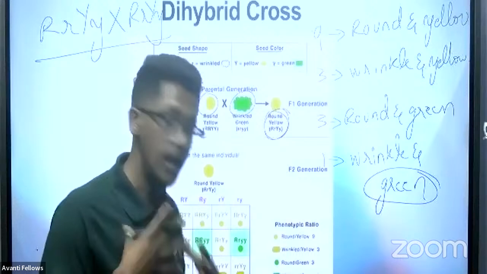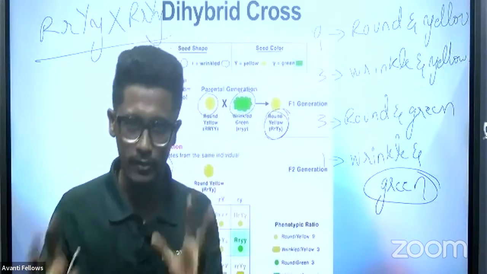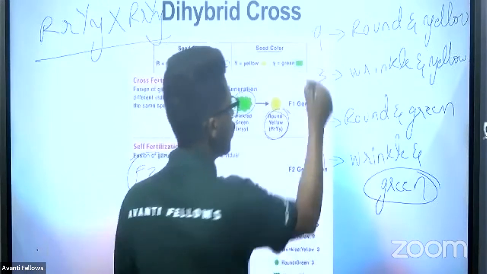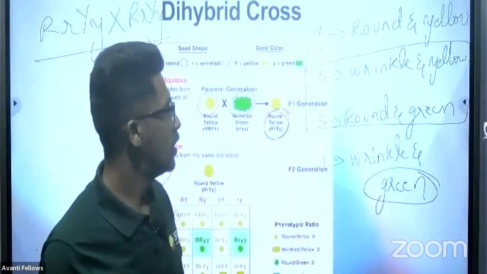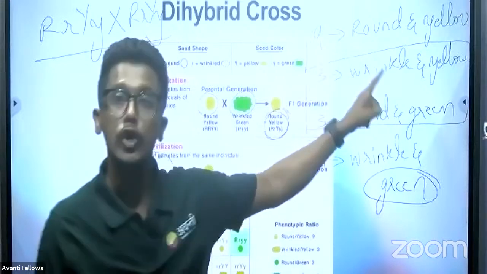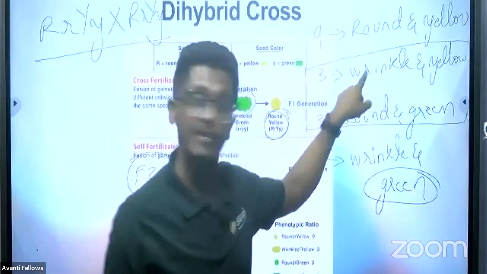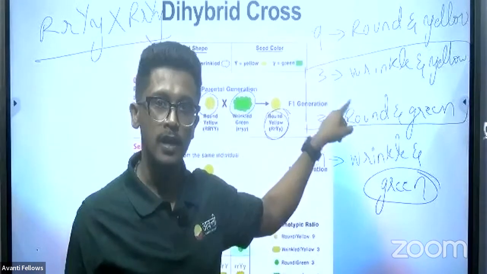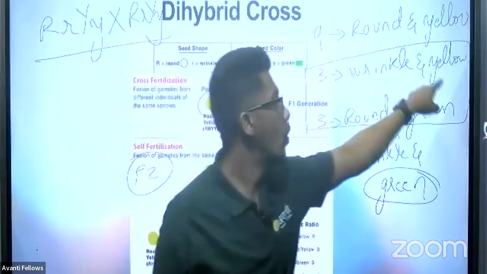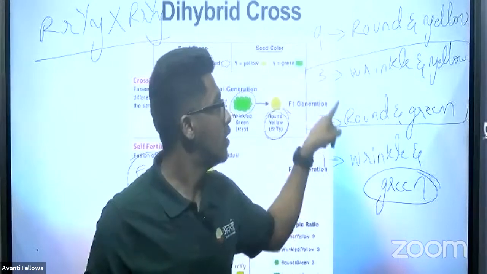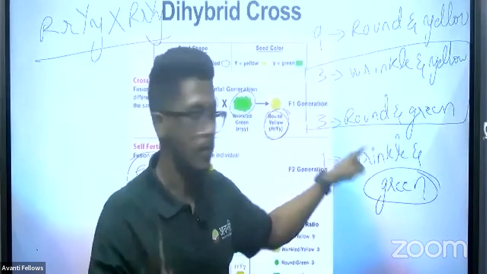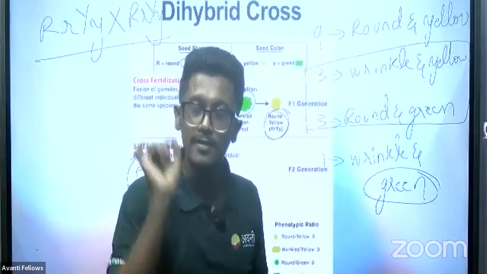So, where do we understand a concept out of this cross? You have to observe these two. What are those? Three of the seeds have one recessive and one dominant character. Wrinkled is a recessive shape. Yellow is a dominant color. Round is a dominant shape. Green is a recessive color.